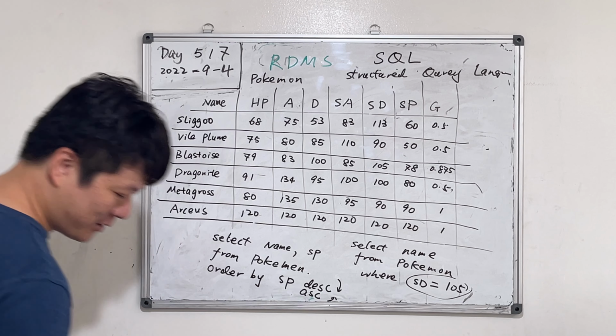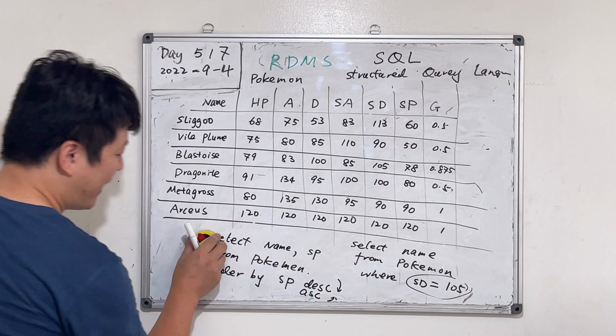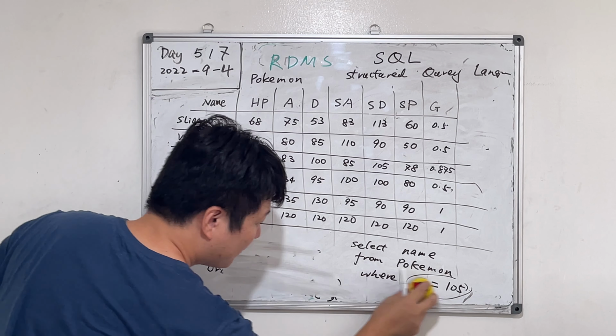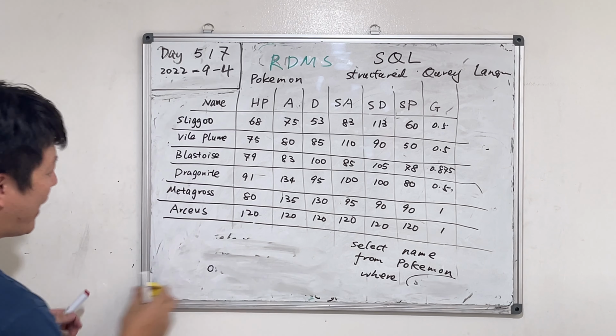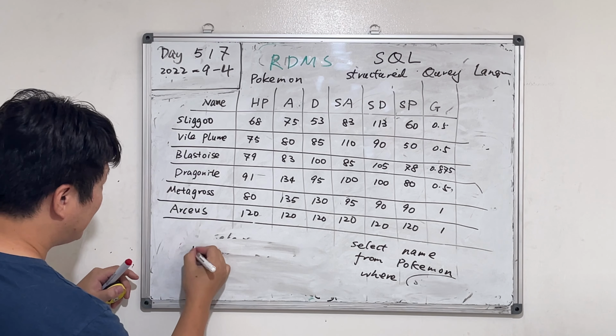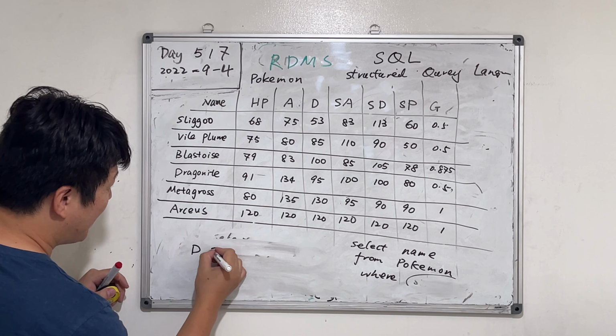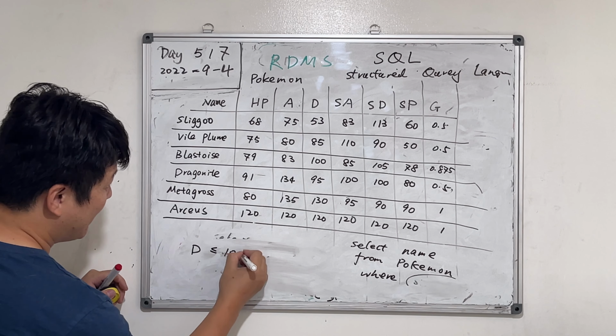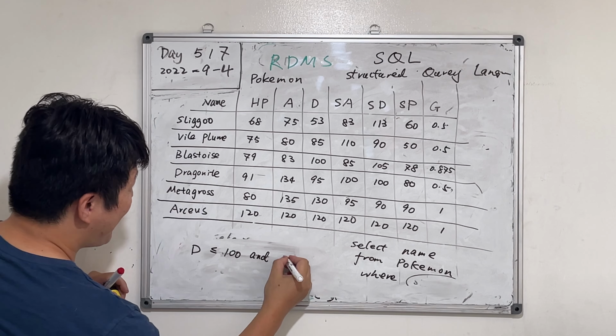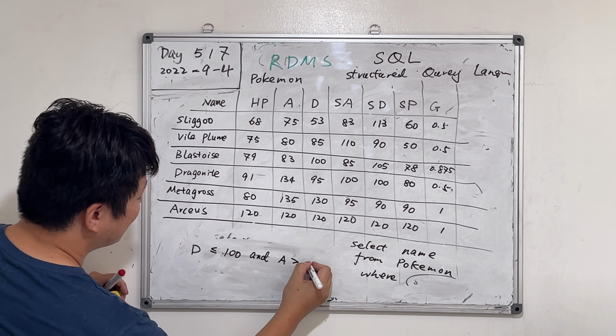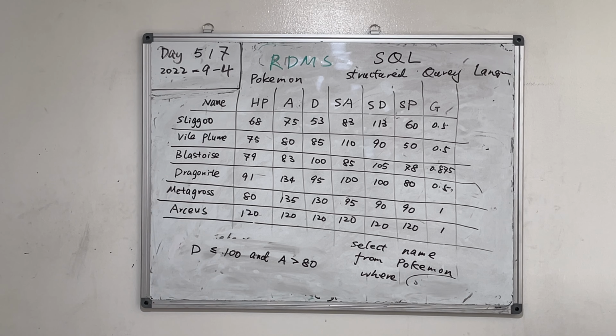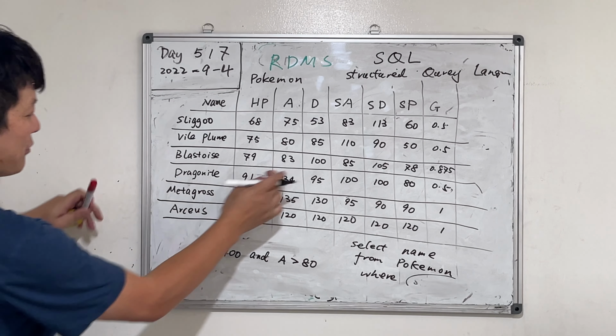This is the condition. I'm going to write something more complex. Select the name from Pokemon where D is smaller than or equal to 100, and A is bigger than 80. So what does it give us? It gives us Blastoise, Dragonite, Metagross, Arceus. Okay, so look, this one is okay.